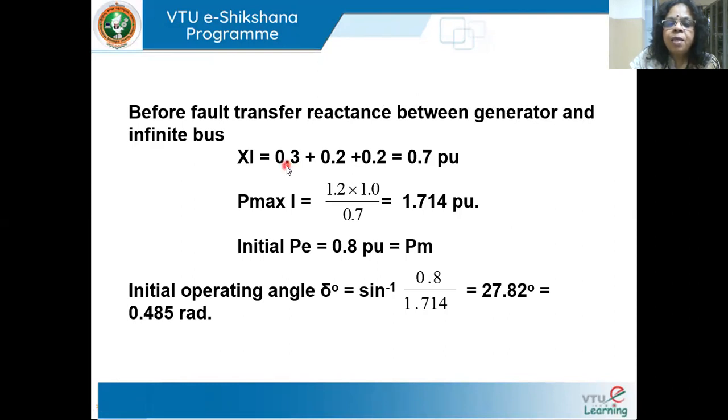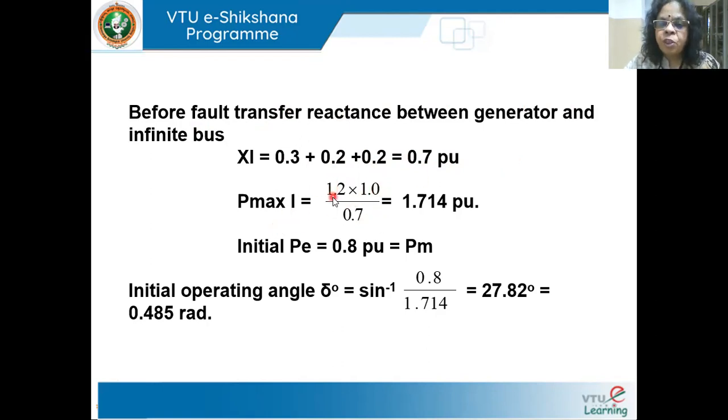Yeah, this is the generator reactance. This is the transformer reactance. And this is the reactance of the double circuit line. Each line has 0.4 per unit, so two lines in parallel give 0.2. Therefore, the total X between the generator and the infinite bus is 0.7 per unit. Clear? And Pmax is V1 V2 by X.